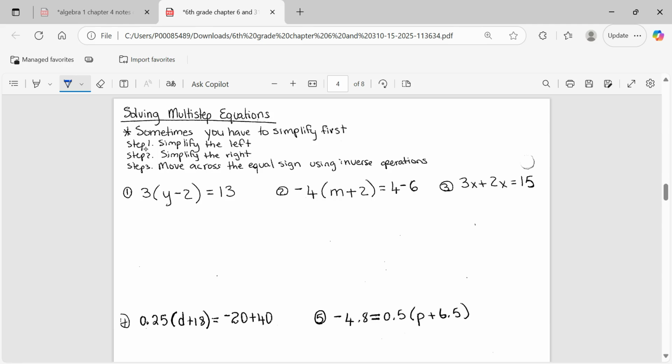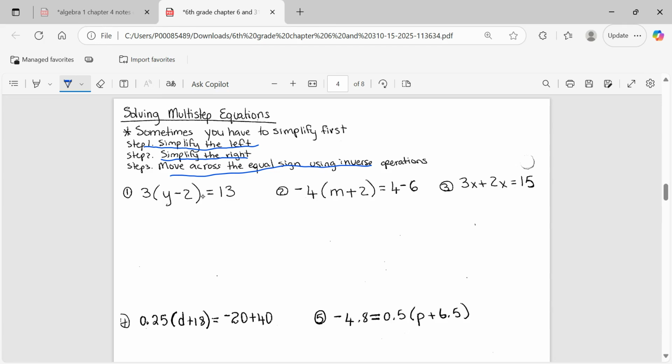First, we're going to look at the left side of the equal sign and simplify it. Then we're going to look at the right side and simplify it. And then once we have both sides simplified, we're going to move across the equal sign using inverse operations. So let's check out number one.